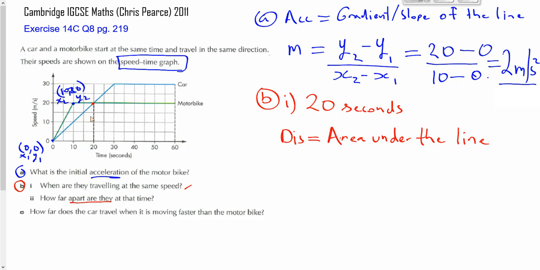Okay, so let's look at the car first. We're looking for the area under the line between 0 and 20 seconds. The distance that the car has travelled is going to be the area under this line here, and we can see that we have a triangle. The area of a triangle is half base times height, so it's going to be half times the base, which is 20, times the height, which is 20.